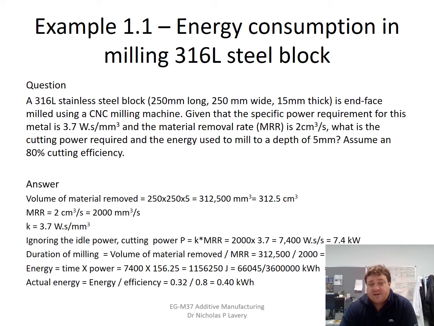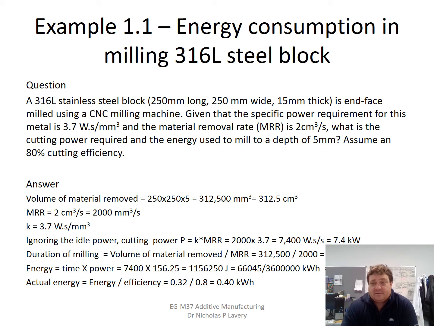Okay, and we're given that the specific power requirement for this metal is 3.7 watt seconds per cubic millimeter, and the material removal rate is 2 centimeters cubed per second. So what is the cutting power required and the energy used to mill to a depth of 5 millimeters? Let's assume 80% cutting efficiency.